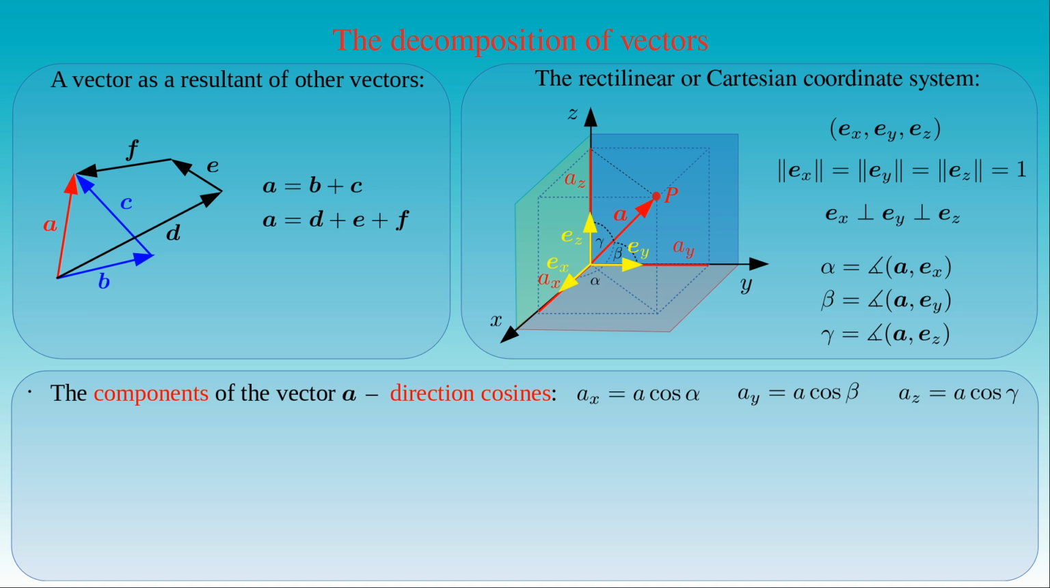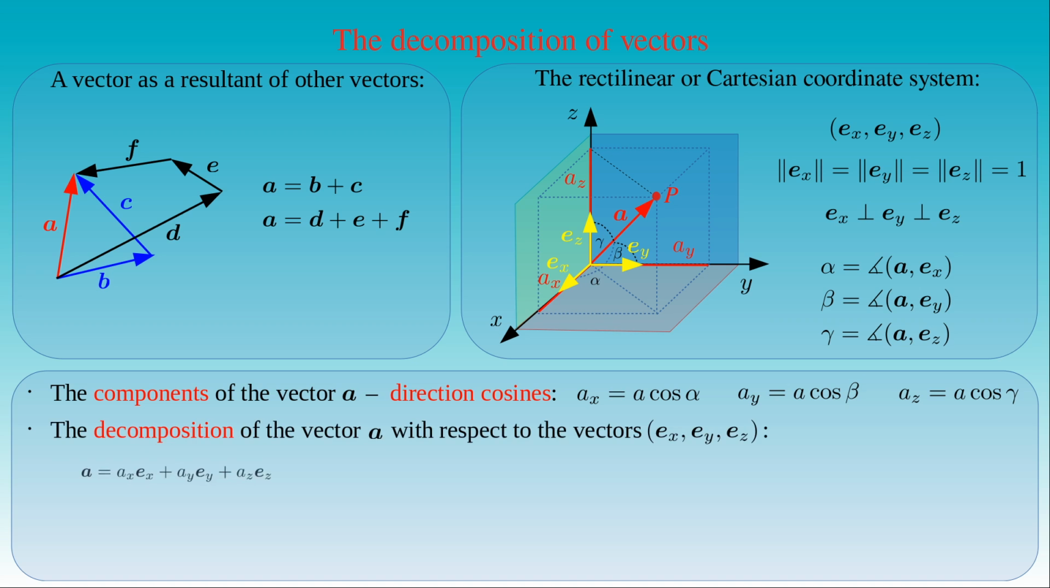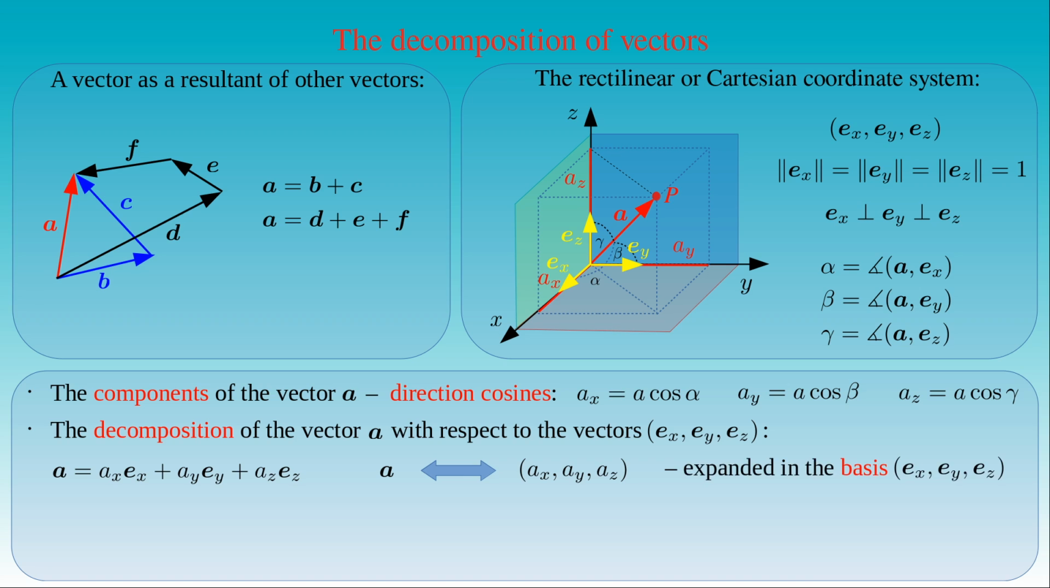Then the decomposition of the vector A with respect to the coordinate basis vectors Ex, Ey and Ez is the linear combination Ax times Ex, plus Ay times Ey, plus Az times Ez. Since the coordinate basis vectors are fixed, the vector A is completely determined by the coordinates Ax, Ay and Az. This linear combination is called the basis expansion of the vector A, or we say that the vector is expanded in the basis Ex, Ey and Ez.